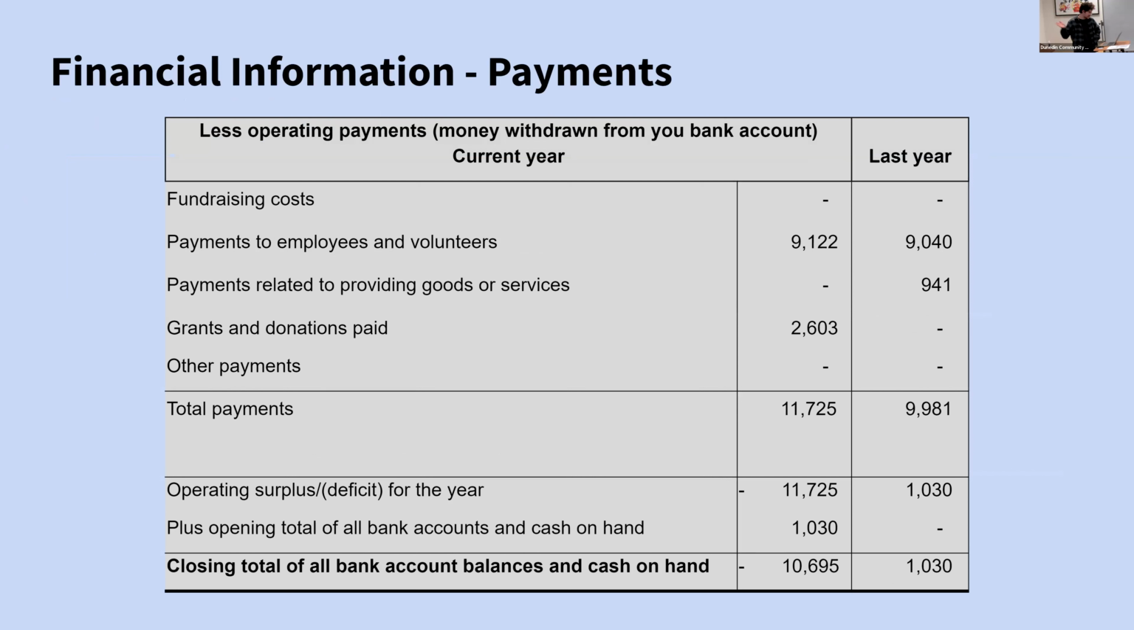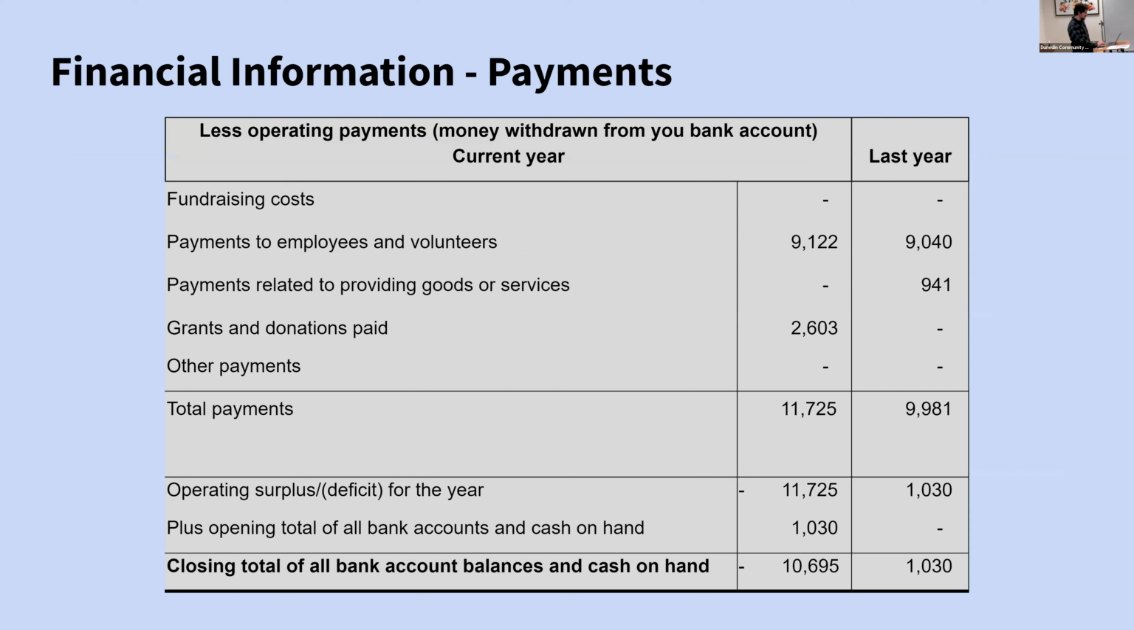So it's also split into these categories of fundraising costs, payments to employees and volunteers, payments relating to providing goods or services, grants or donations paid, and other payments. So fundraising costs are just expenses incurred relating to fundraising, for example, marketing and promotion.